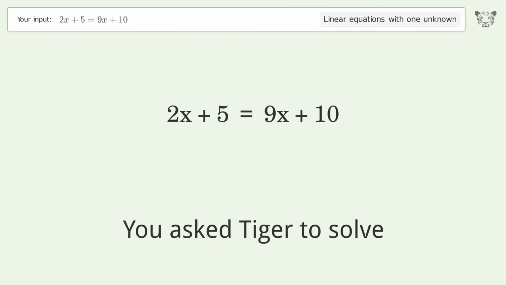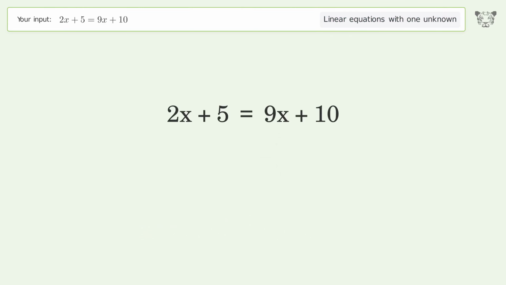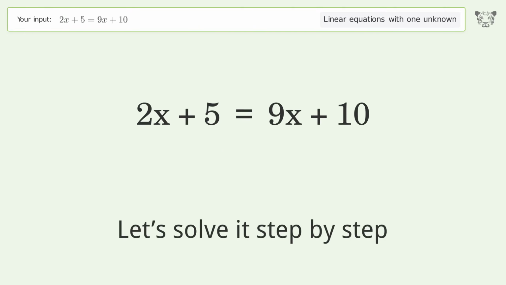You ask Tiger to solve. This deals with linear equations with one unknown. The final result is x equals -5/7. Let's solve it step by step.